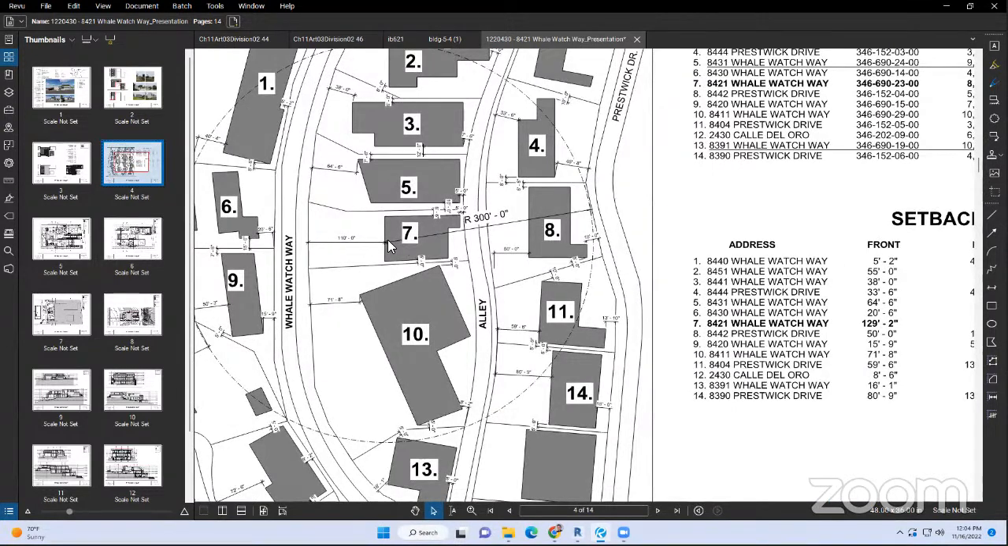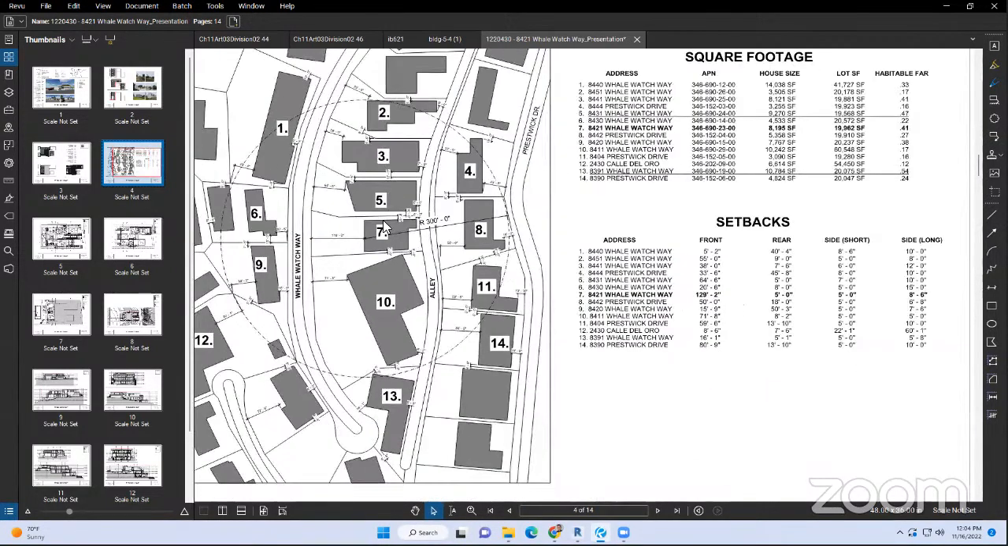There's a significant setback already off Whale Watch. It's 110 feet. We're actually maintaining that, but we are building out a deck, like I said, and a covered patio that will reduce that slightly.